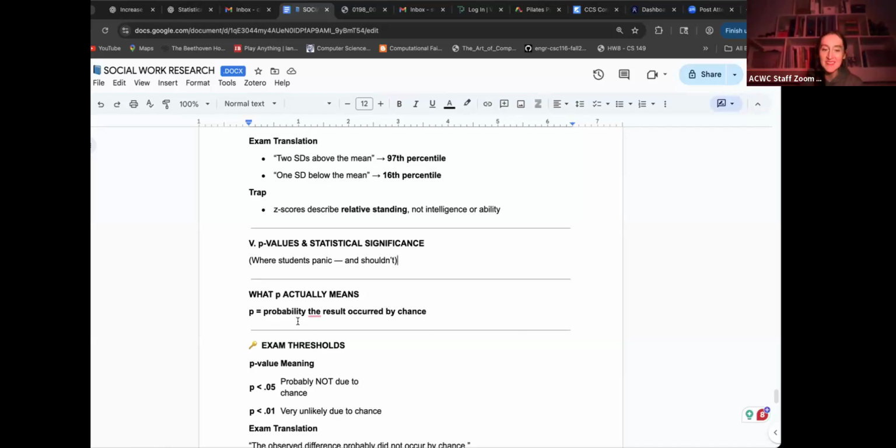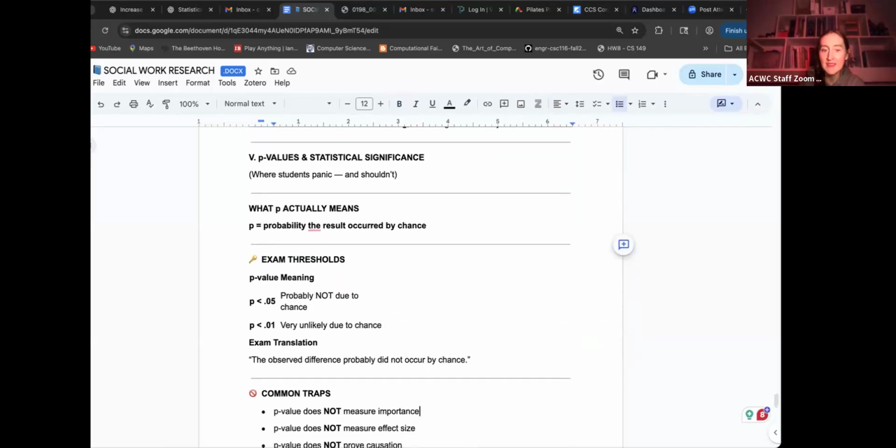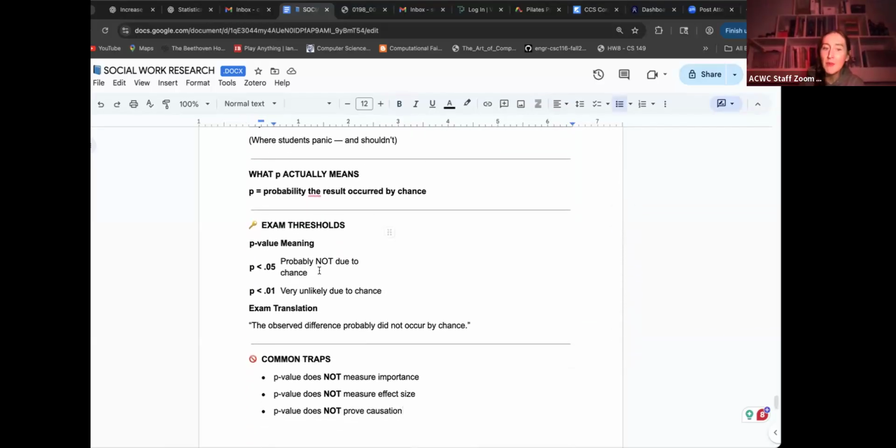P, she says, is a probability. That's what we were just saying a while ago. Remember, P is probability. What's the probability this happened? This must be very important because Dr. Pam has it again. See right here, she says P less than 0.05, probably not due to chance. P less than 0.01, very unlikely. So that must be very important, so I guess y'all really better memorize that. Dr. Pam had it on here twice, okay?